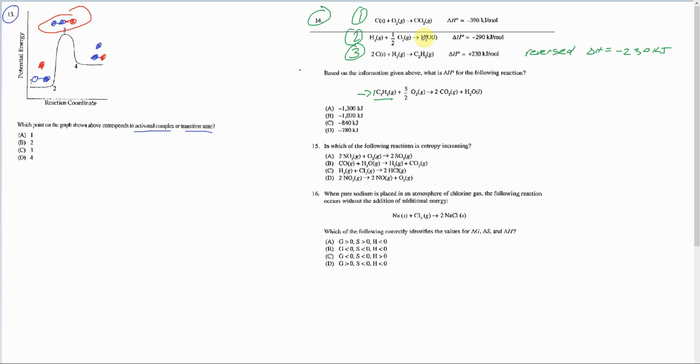Then I skip O2 because it's in more than one reaction, and I go to CO2. CO2 is in reaction 1. It is on the correct side, it's a product, but it needs to be 2 moles up here. So I've got to multiply everything in this by 2 moles. So the delta H that I'm going to do here is going to be twice that amount, which I guess would be negative, well, 780, is that right? I think that's right.